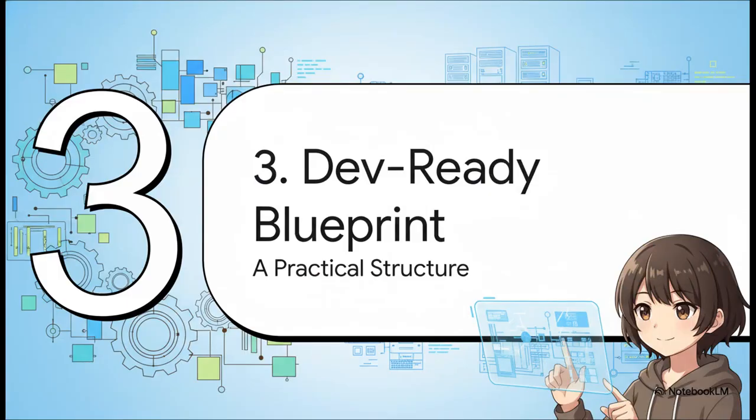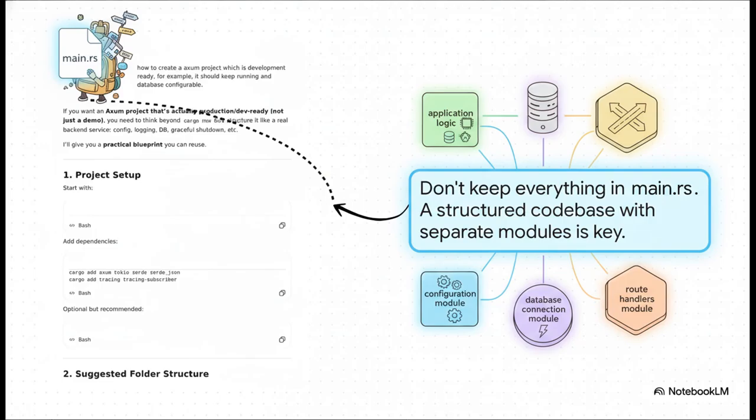Okay, so we get the philosophy. Now let's get practical. Section 3 is the dev-ready blueprint. This is a solid, reusable structure that you can use for pretty much any Axum service you're going to build. All right, think of this as your project's treasure map. The number one, most important rule: get everything out of main.rs. Seriously, by creating separate files and modules for things like your configuration, your database logic, your app state, and your handlers, you're building a service that's actually easy to understand and maintain when it starts to get bigger.